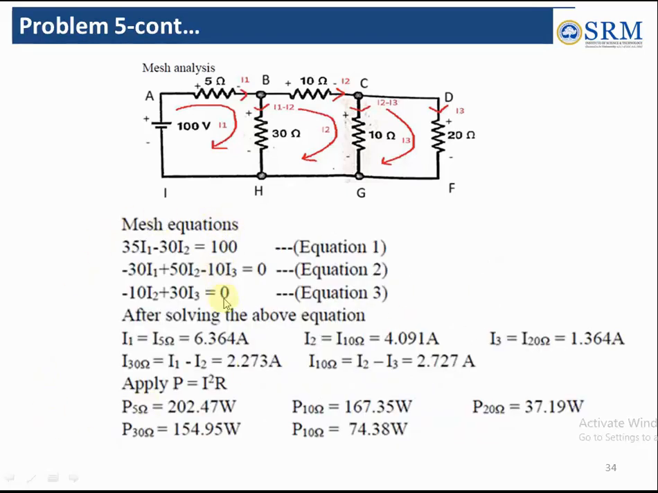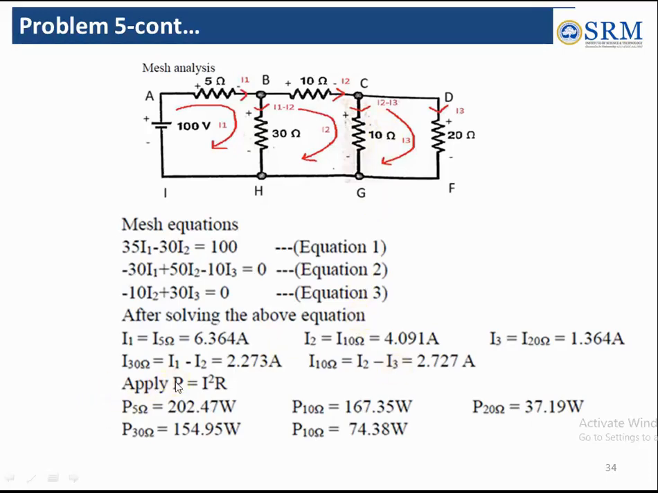We get three equations, right? After solving these three equations, we get the currents I1, I2 and I3. I1 is the current flowing across 5 ohms, I2 is across 10 ohms, and I3 is the current flowing across this 20 ohms. But we are supposed to find the current across 30 ohms and this 10 ohms branch also. So for 30 ohms, we have to find I1 minus I2. Across 10 ohms, what is the current? I2 minus I3 we have to find.